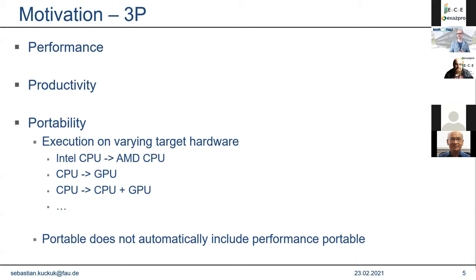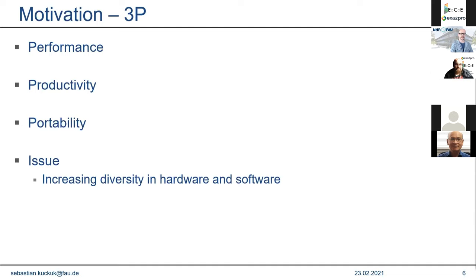And while portability is sort of the bare minimum that you want to achieve, you often also want to have something that is called performance portability. And we've heard about that in the scope of this workshop as well. And this is something that is not as easy to achieve. And the main issue you're facing when you want to pursue these three P's, so performance, productivity, and portability, is the increasing diversity in hardware and software.